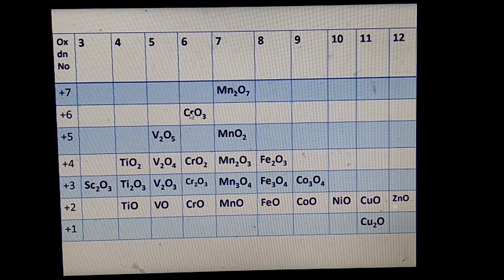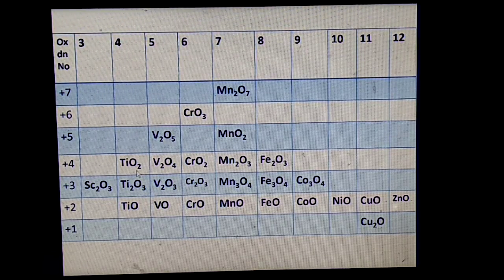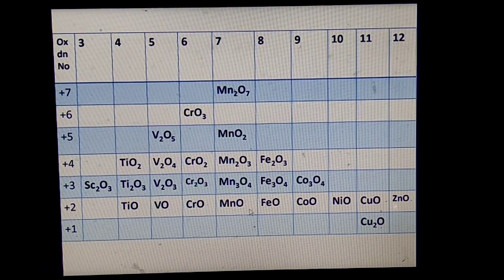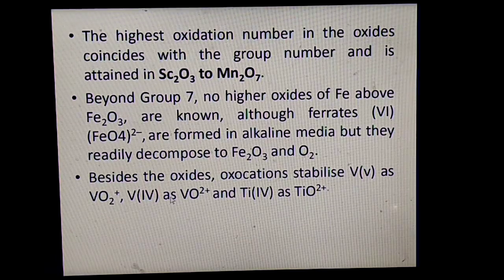CrO3, chromium exhibits the +6 oxidation state. In this manner there are many oxides of the 3d series: V2O5, and in the +4 state MnO2, TiO2, V2O4, CrO2, etc. In the +2 state TiO, VO, CrO, MnO, FeO. So many oxides are in the +2 state, and in the +1 state only one oxide is there, that is Cu2O. It is known as cuprous oxide, and CuO is cupric oxide. In +2 state, cupric oxide; in +1 state, cuprous oxide. So these are the oxides of the 3d series.